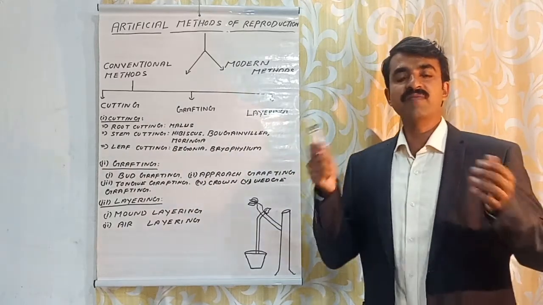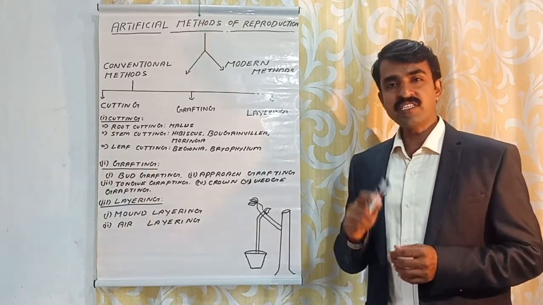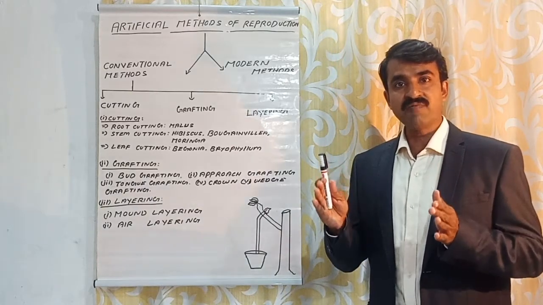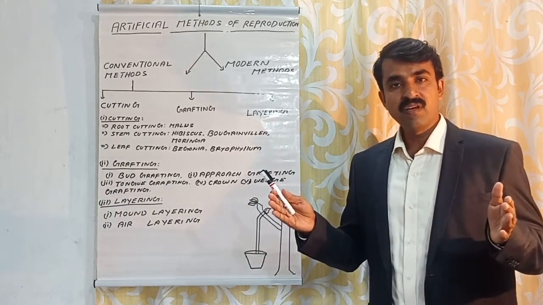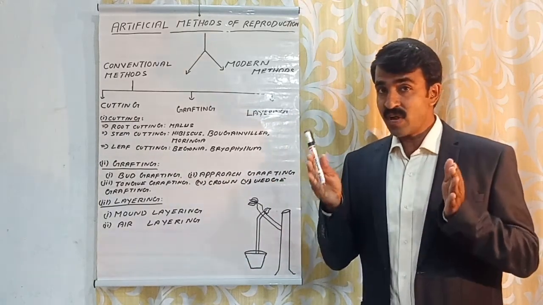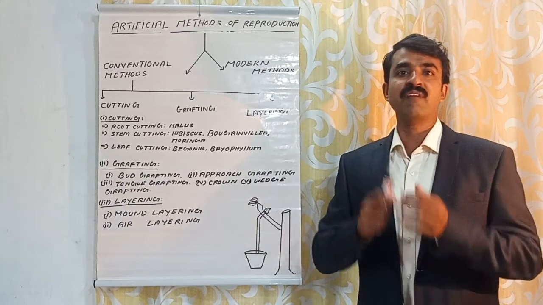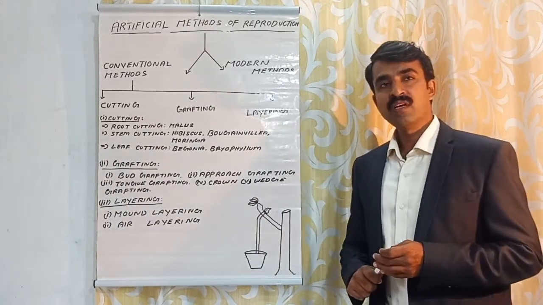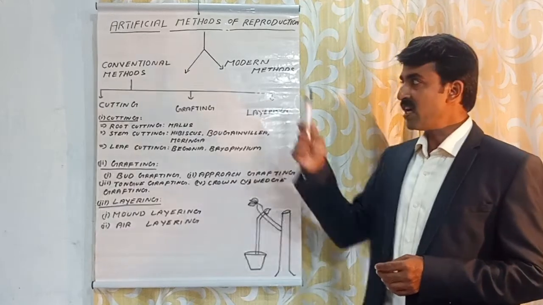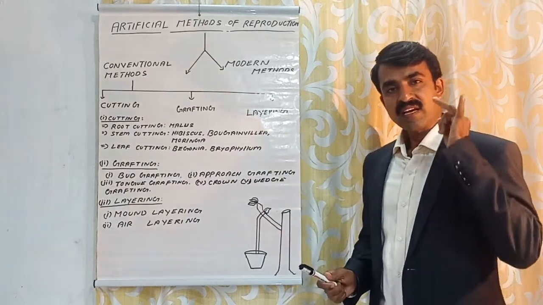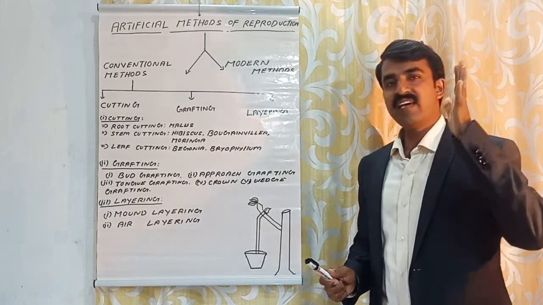What do you mean by conventional method? When we employ such an artificial technique for a long span of time, it is termed as the conventional method. When it is employed for a short span of time, then we can call it a modern method. As I told you, conventional method is classified into three: cutting, grafting and layering.